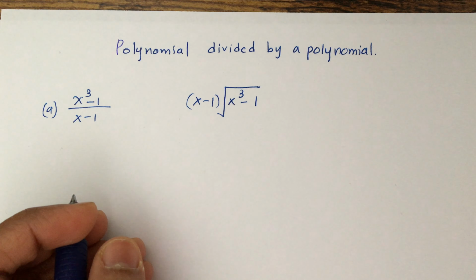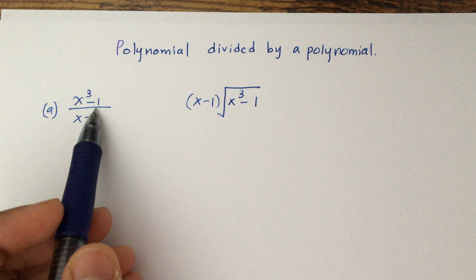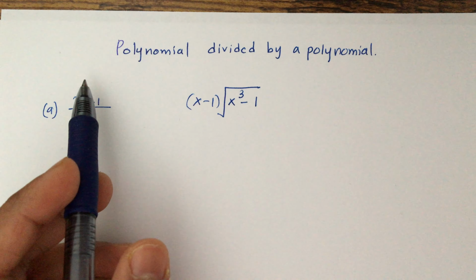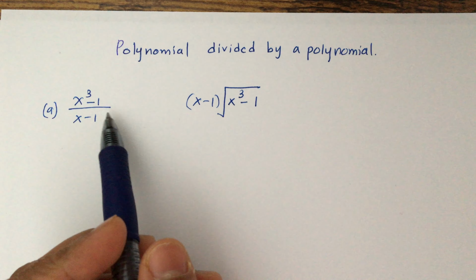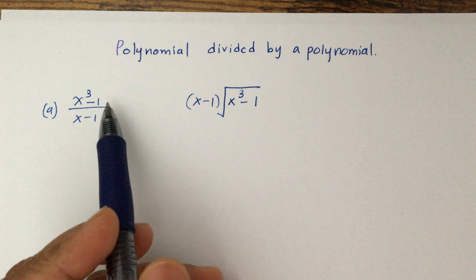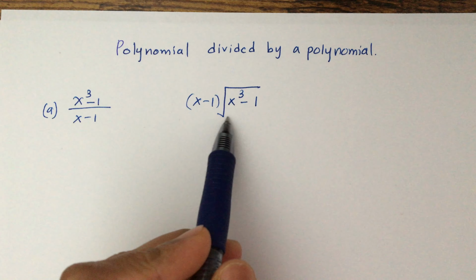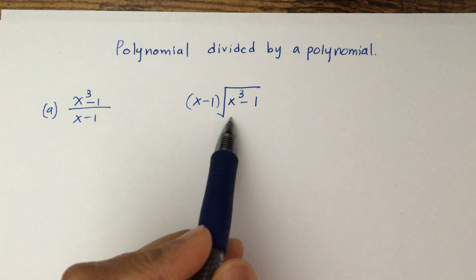Today we are going to look at some examples on polynomial divided by another polynomial. So this is my first example. We are going to use the algorithm, which is very similar to long division. In this case, x to the power 3 minus 1 divided by x minus 1. So this is your dividend and this is your divisor, right?